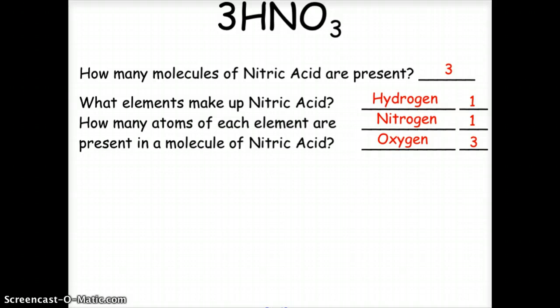So the 3 in front is the coefficient. That tells us we have 3 molecules of nitric acid. Your 3 elements are hydrogen, nitrogen, and oxygen. H hydrogen, N nitrogen, O oxygen. And our atom count for a single molecule is 1 hydrogen, 1 nitrogen, and 3 oxygen.